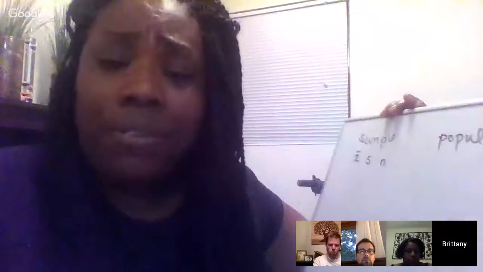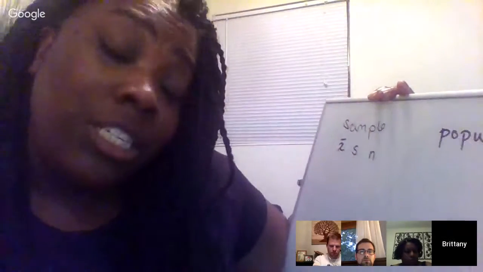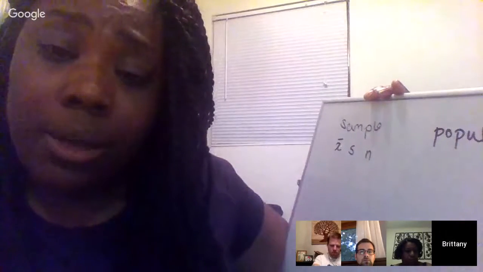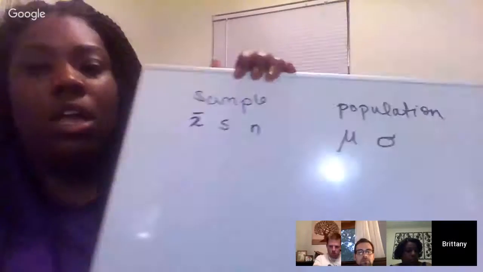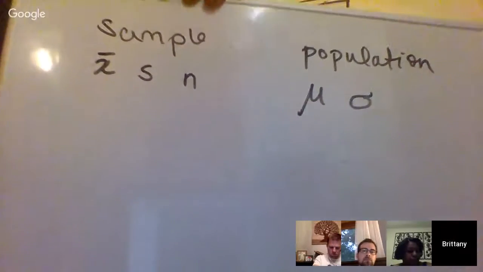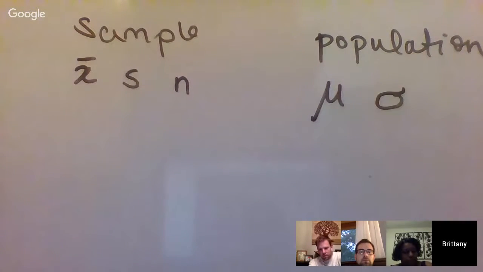The population symbols are usually Greek letters. And so that's the biggest differentiation. So there is a difference between a sample and the population. And so we have to use different symbols, different shorthand. And so typically population symbols will be Greek. So the mean and the standard deviation of a population are the Greek symbols for M and S respectively.